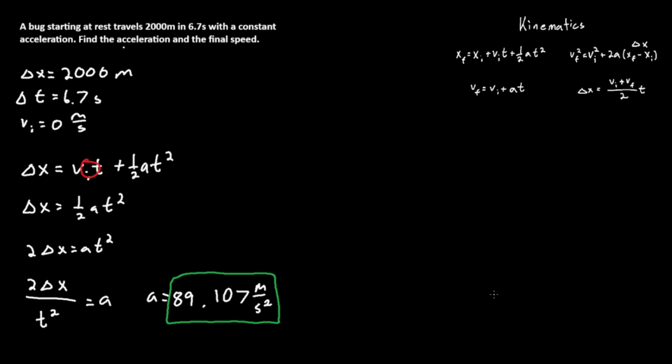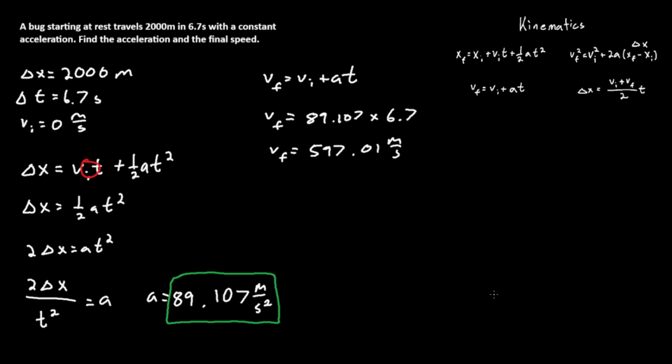But we have the acceleration, but now we need to find the final speed. Well, final speed is easy. If you use this kinematic equation here, final speed is equal to initial velocity plus acceleration times time. We have initial velocity, we have acceleration now, and we also have time. If you finish out this equation, initial velocity is 0, so we can ignore it. You just get 89.107 times time, 6.7. So your final velocity will be 597.01 meters per second.